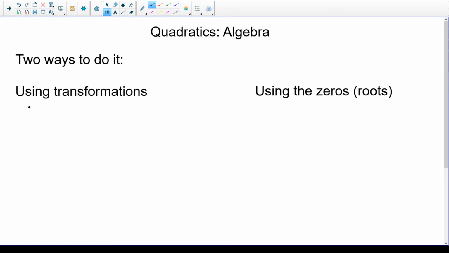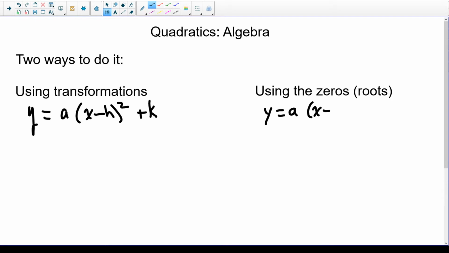So we have y is equal to a times (x minus h) squared plus k for the transformation method, and we have y is equal to a times (x minus s), and I'm using this fancy s so it doesn't look like a 5, times (x minus t). So those are the two general equations for quadratics and algebra.